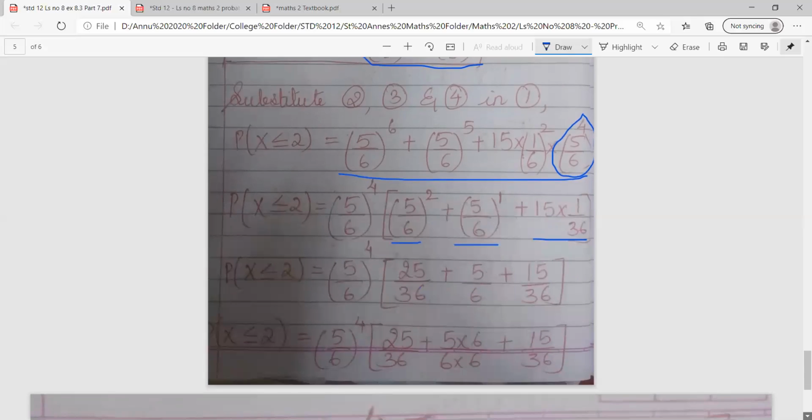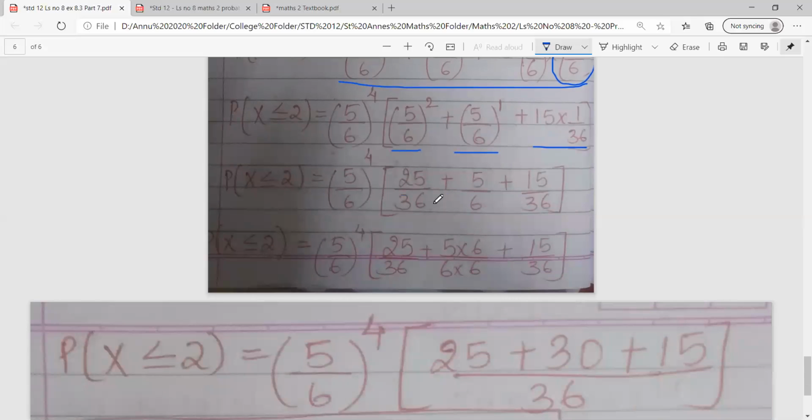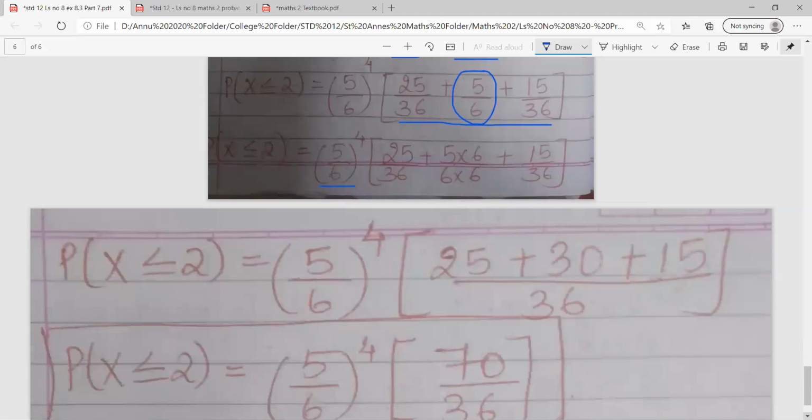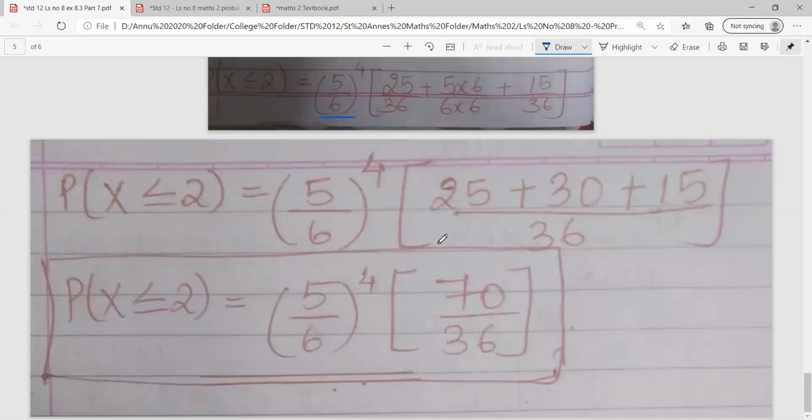So on opening the bracket, 5 square gives me 25 by 36 plus 5 upon 6 plus 15 upon 36. Now as you can see, the denominator is not same in the second one. We'll first make the denominator same, keeping 5 upon 6 raised to 4 as it is outside the bracket. 5 into 6, 6 into 6. So now the denominators have become same, as you can see. 25 plus 30 plus 15 upon 36, which gives me 70 upon 36. And outside 5 upon 6 raised to 4 will remain as it is.